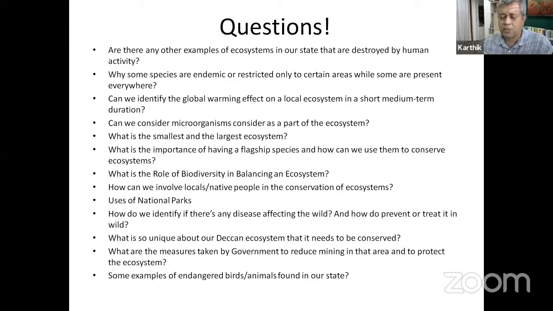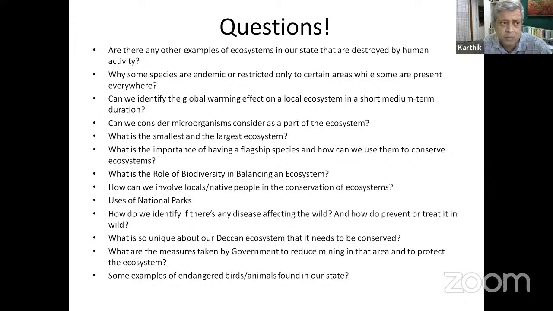So somewhere it is positive, somewhere it is negative, but overall global warming is going to impact the yellow-throated bulbul in a negative way because we are going to have unpredictable rainfall, many rainy days or very high precipitation in very few days. So all this is going to have a negative impact on the species. So to answer the question, yes, we can do it with the technologies and the data that we have today. Can we consider microorganisms as part of ecosystem? Why not?